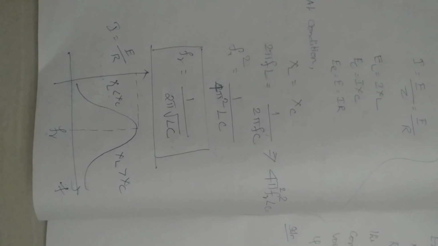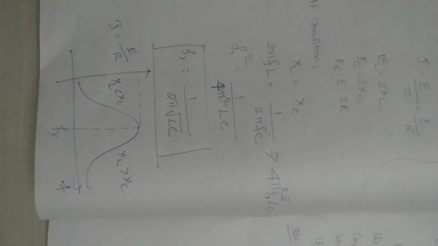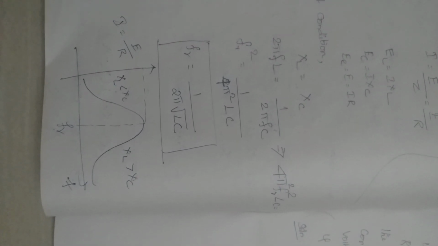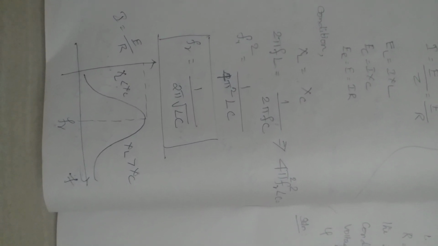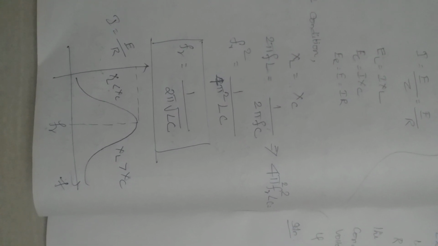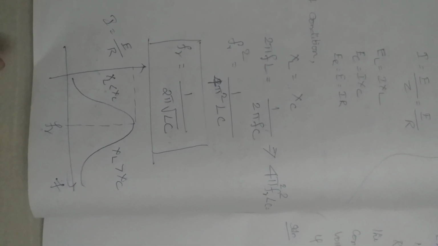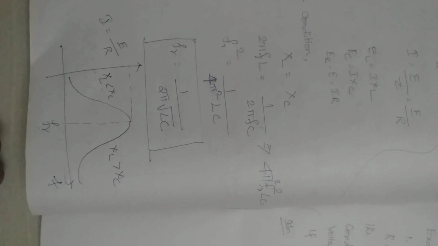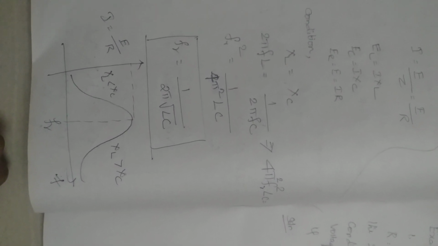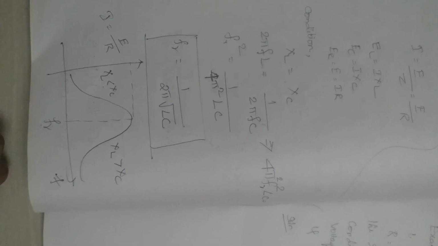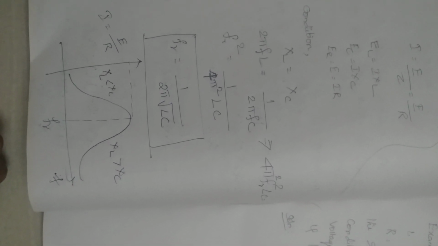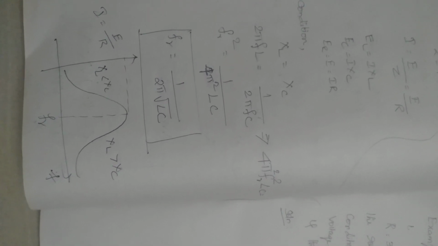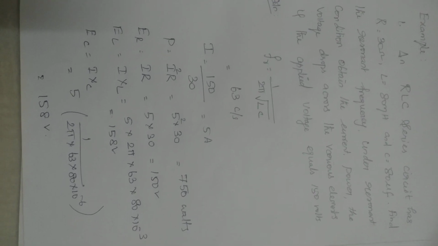This will be the graph, when we plot resonant frequency and current. If the frequency is increased, your current reaches maximum and then it decreases. The maximum current will be obtained only at the resonant condition. For XL less than XC, your current increases. For XL greater than XC, your current decreases. We will see an example for this.